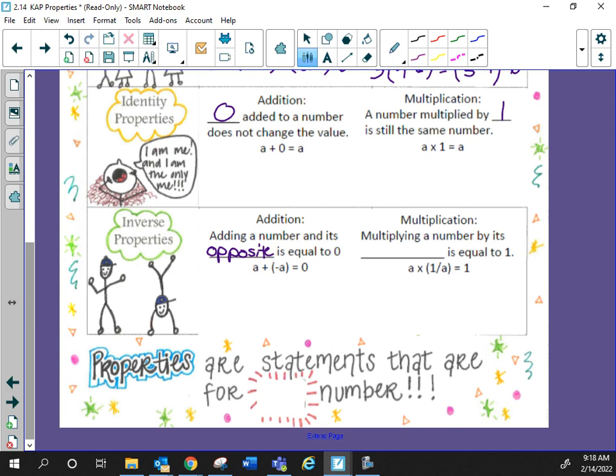With multiplication, what can I multiply by to get 1? They gave you a hint. A times 1 over A is equal to 1. What is that?